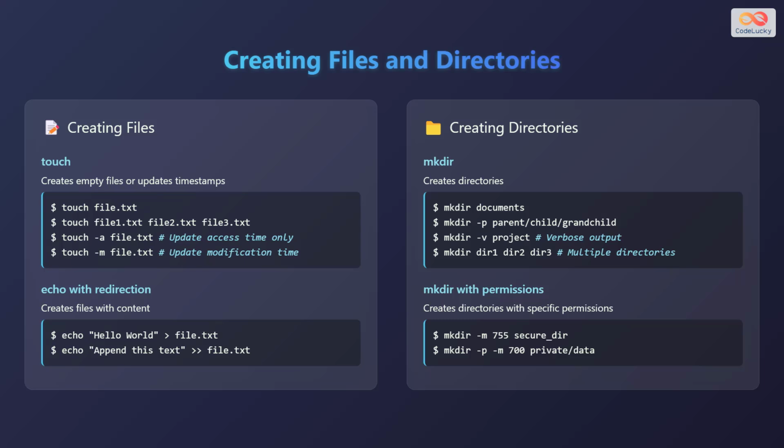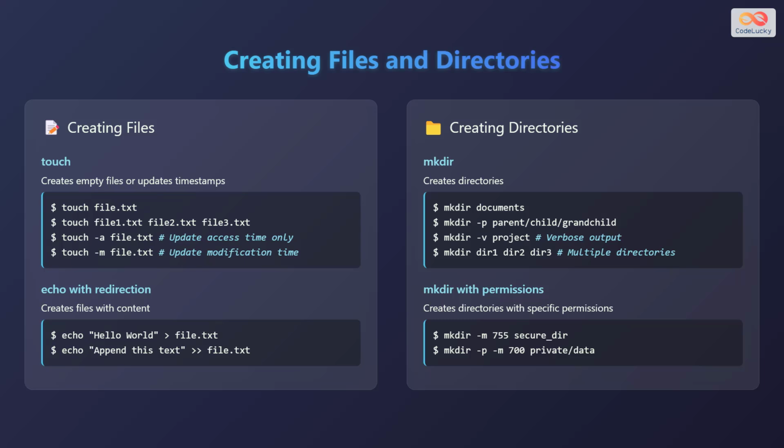Another way to create files is by using the echo command with redirection. echo "hello world" > file.txt creates file.txt and writes hello world into it. Use double greater than, >>, to append to the file.